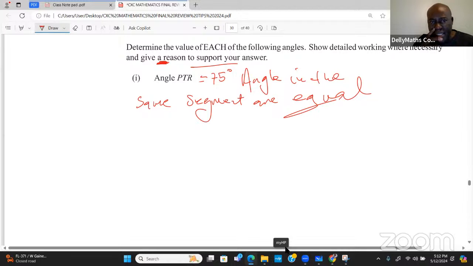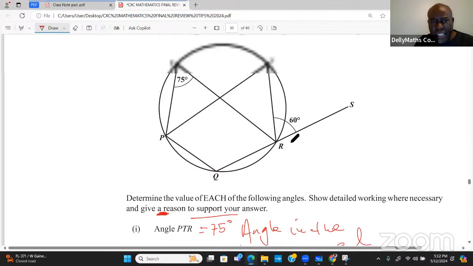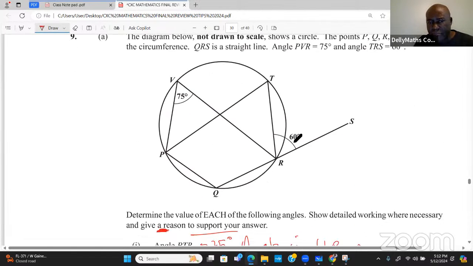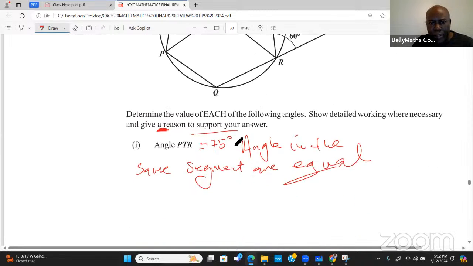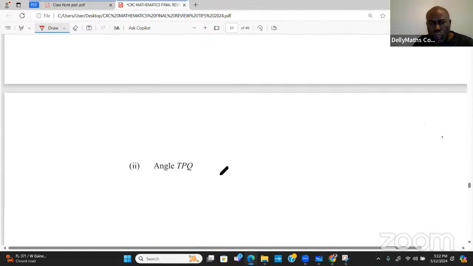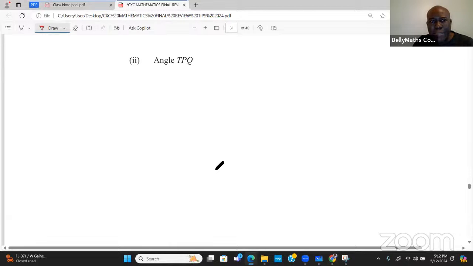All right. So we have angles in the same segment. That's what we picked up right there. So that's PTR is 75. I'm going to put 75 here. I'm going to decorate one of the diagrams and leave one empty for other questions. All right. So we have 75 there. We got that. Let's go to the next one. So we're talking about TPQ.